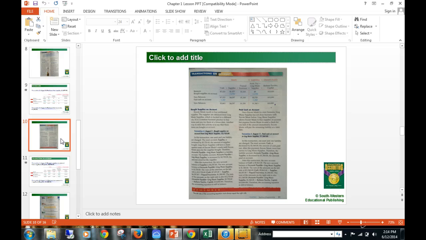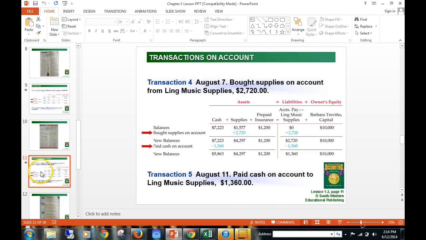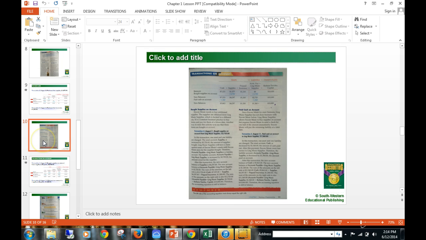The fourth and fifth transactions that we're going to talk about are: bought supplies on account. Again, I'm on page 11. Encore Music needs to buy additional supplies. However, they don't have enough cash to buy all of the supplies that they want. Or maybe they don't want to spend a majority of their cash just on supplies.